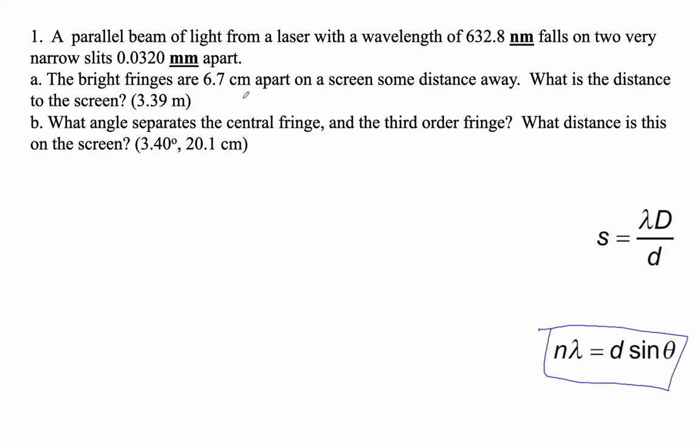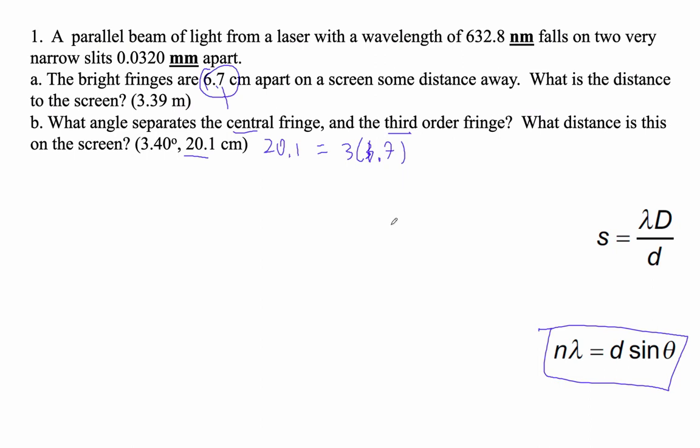Okay, now 20.1, do you suppose that's just 3 of those? Let's just try that. 6.7 times 3. Hey, look at that. Okay, so the 20.1 centimeters, since we're going from the central fringe to the third order fringe, that's just 3 of these gaps, right? So 20.1 at some level is just 3 times the spacing of those things. So 3 times 6.7. Okay, that works, right?